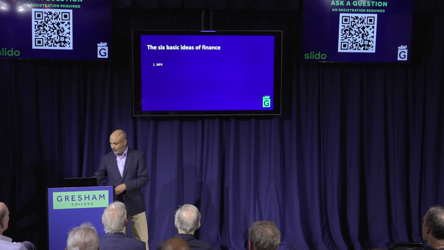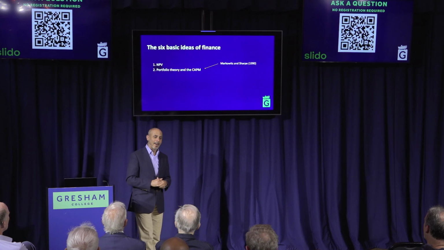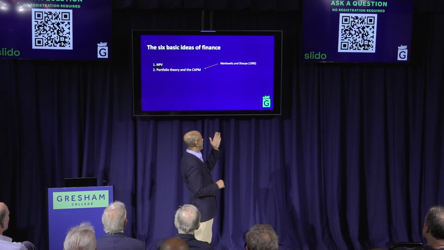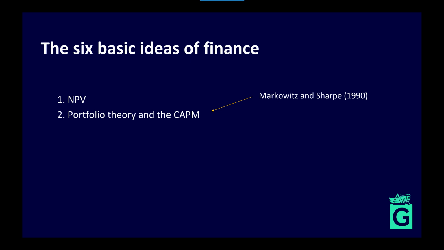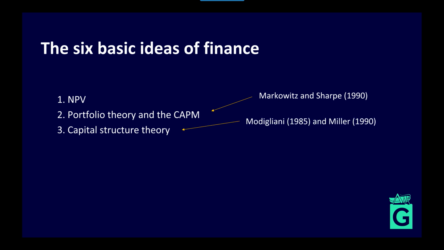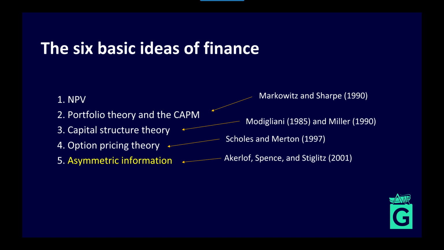But the second idea of finance, portfolio theory and the capital asset pricing model, did get a Nobel Prize for its originators, Markowitz and Sharpe, back in 1990. The third idea of finance was that of capital structure theory, and 2 people got a Nobel Prize, Modigliani and Miller, for that idea. Last time, we covered the idea of option pricing, and Scholes and Merton got a Nobel Prize for that. Today, we're going to the 5th idea, that of asymmetric information, and 3 people, Akerlof, Spence, and Stiglitz, shared the Nobel Prize for that in 2001.